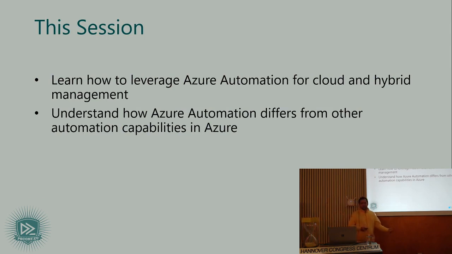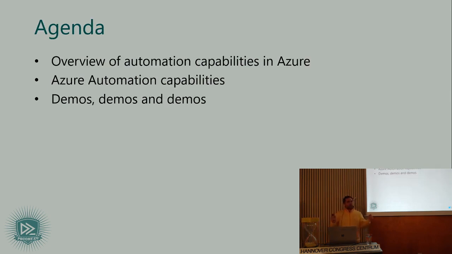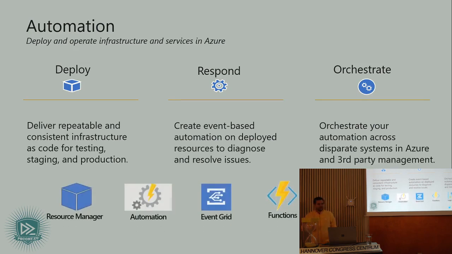And we are also going to try to look into how Azure Automation differs from other automation capabilities in Azure, such as Azure Functions, Event Grid, and so on. So we're going to start with a brief overview over the automation capabilities in Azure from a high-level perspective, and then we're going to dive into the automation service and the capabilities there. After the brief introduction, we are going to look into demos and a few demos more.